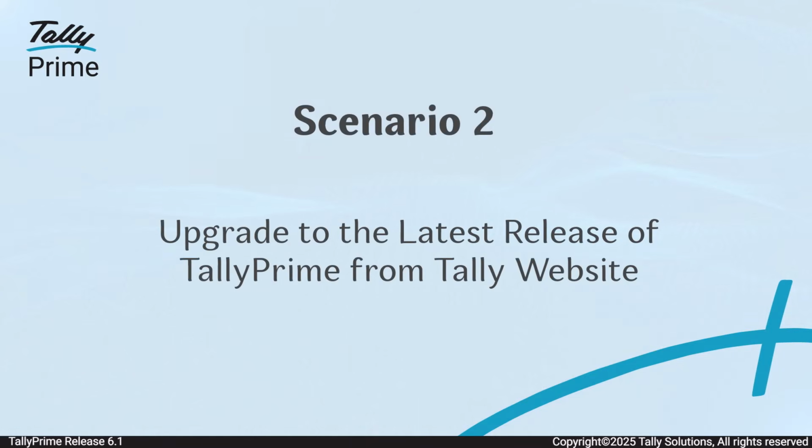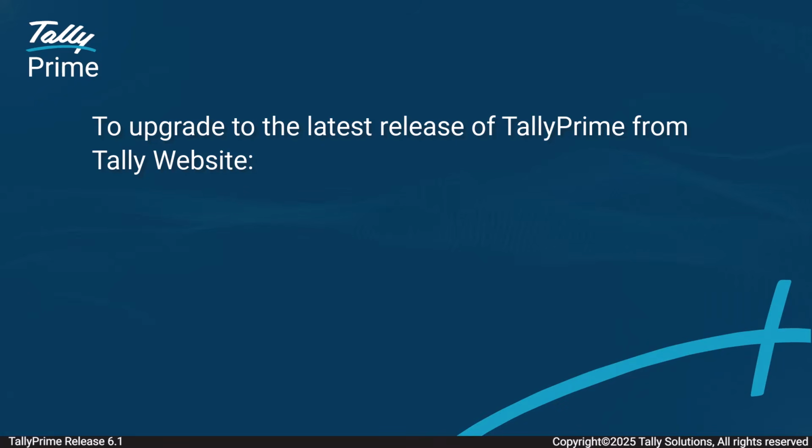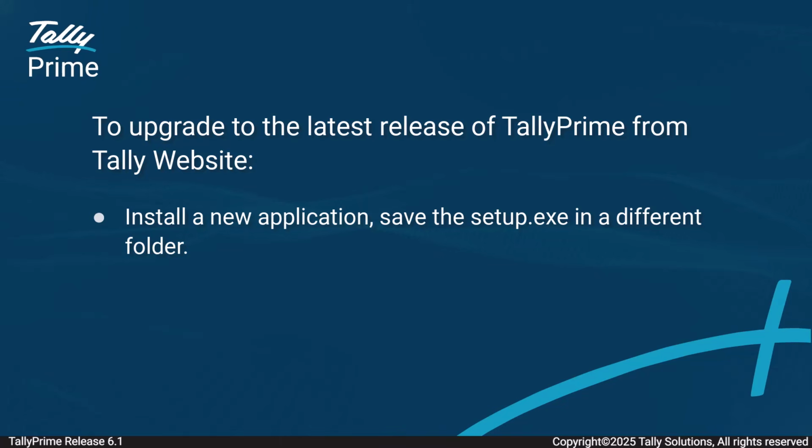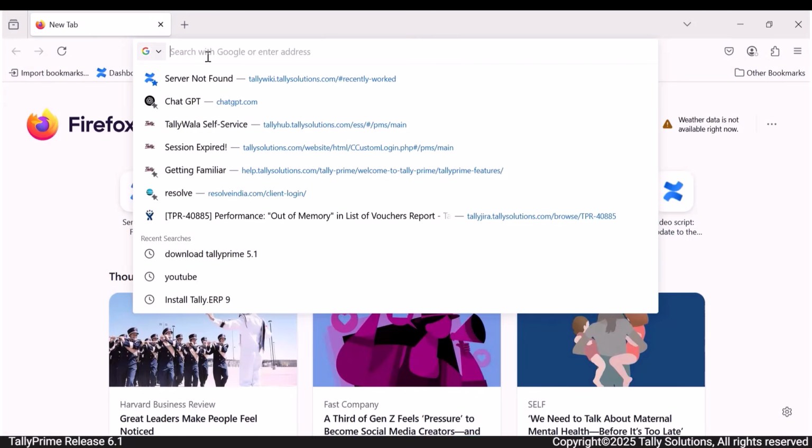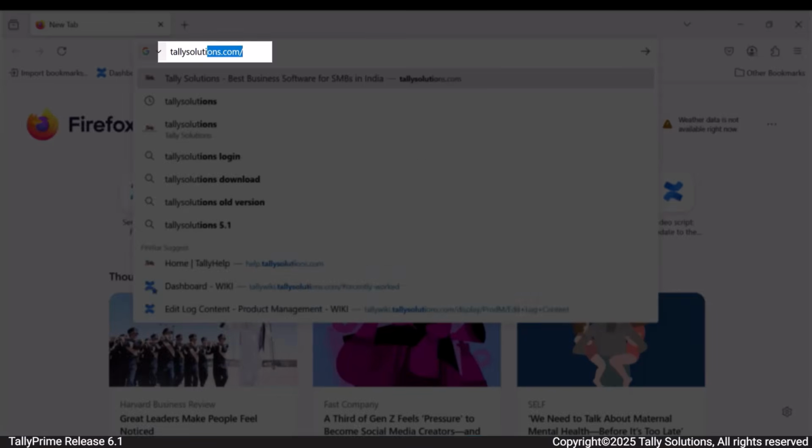Scenario 2. Upgrade to the latest release of Tally Prime from Tally website. While upgrading to the latest release of Tally Prime from Tally website, you can either install a new Tally Prime application by saving the setup.exe file in a different folder, or update the existing installation by replacing the existing setup.exe file. Go to tallysolutions.com.